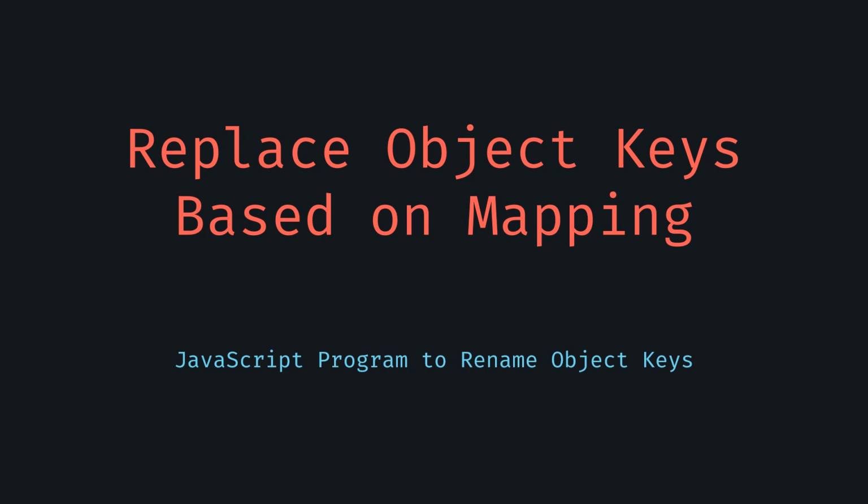Welcome to today's tutorial. In this session, we learn how to rename the keys of a JavaScript object using a mapping provided as the input. This is a common task when we're working with APIs, data transformation, or adjusting an object structure to match a specific format. Let's explore how to implement the solution step by step.